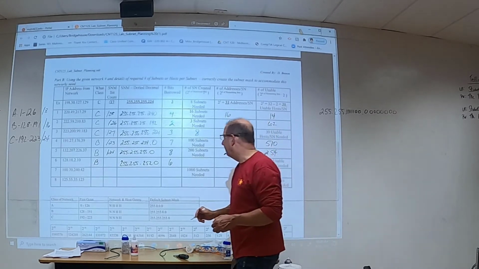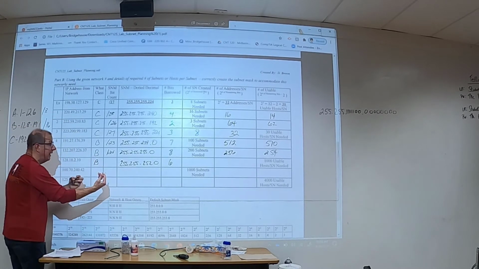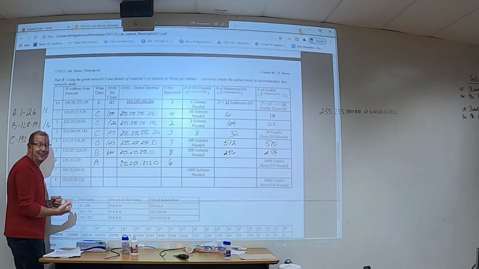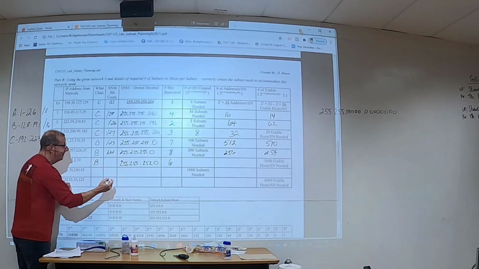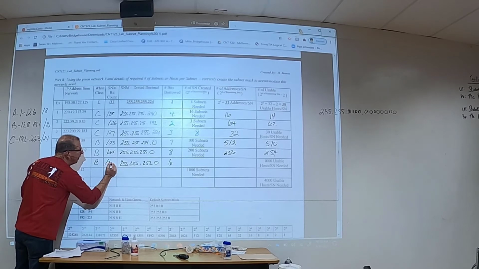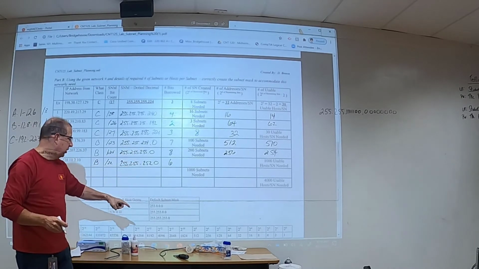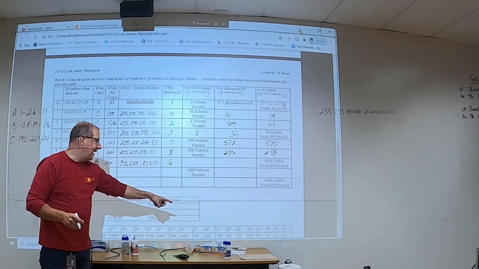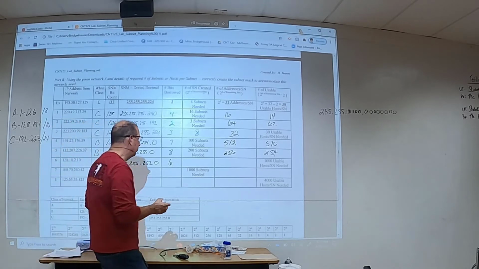Okay? Now, what's my CIDR notation? What is my slash notation here? By default, I had 16. I borrowed 6 additional bits. 16 and 6 is a 22. Right? I borrowed 6. 2 to the 6th, okay, is 64. So I created 64 total networks.